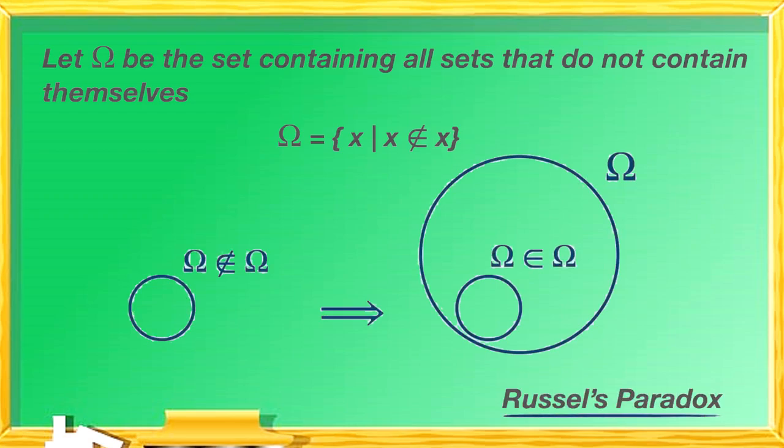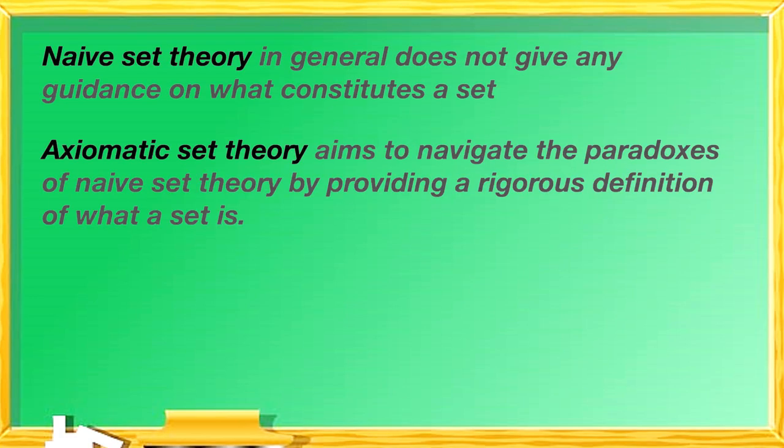In fact, this is less a problem with how we've built the set and more a problem of how we define what a set is in the first place. Naive set theory in general does not give any guidance on what constitutes a set. Mostly, we don't need to worry about this, but as you've seen, it can lead to problems. Axiomatic set theory aims to navigate the paradoxes of naive set theory by providing a rigorous definition of what a set is in the form of a list of axioms. A statement something must satisfy in order to be a set.